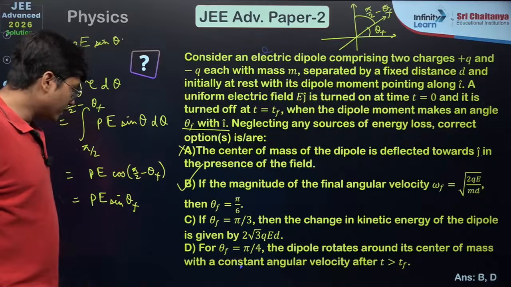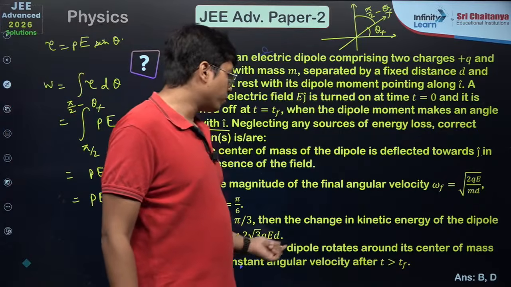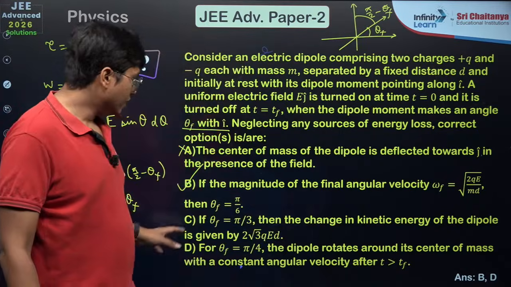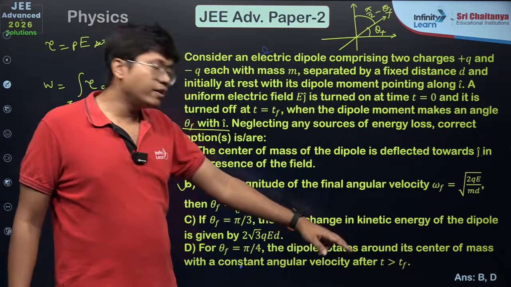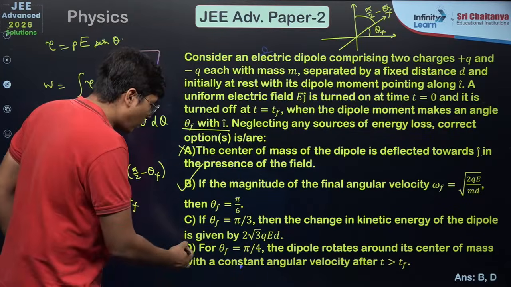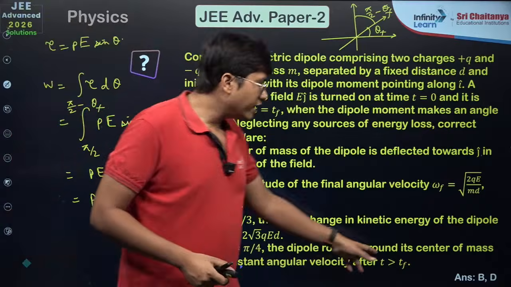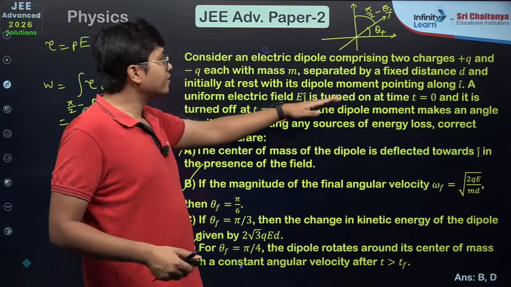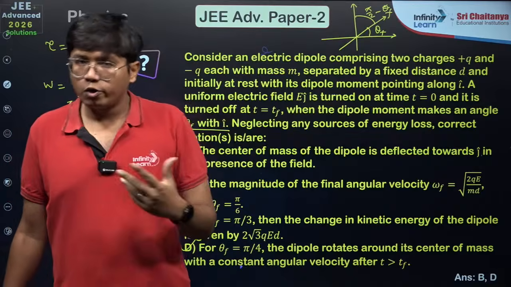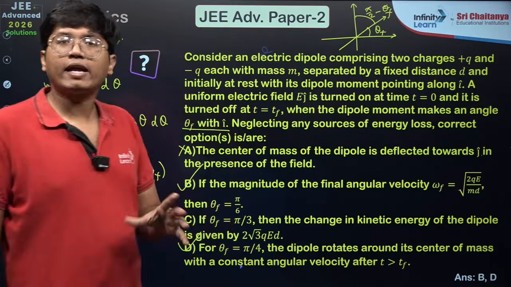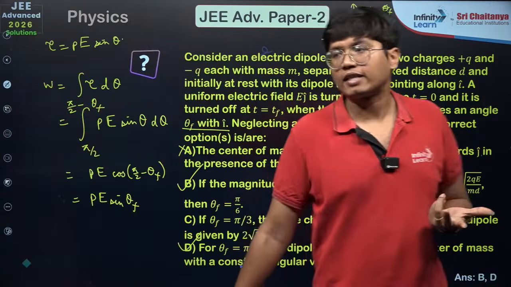Next thing we have is, for theta f equal to pi by 4, the dipole rotates around its center of mass with a constant angular velocity after t equal to tf. Obviously true, because after t greater than tf, the electric field is turned off. So there is no torque. No torque means no angular acceleration. Whatever angular velocity it built up, it will just maintain that. That's it.